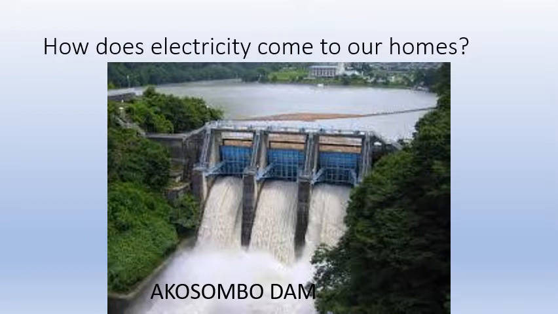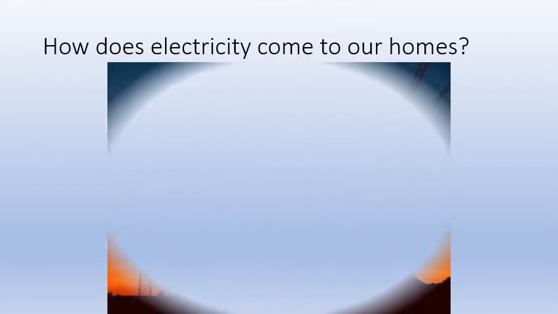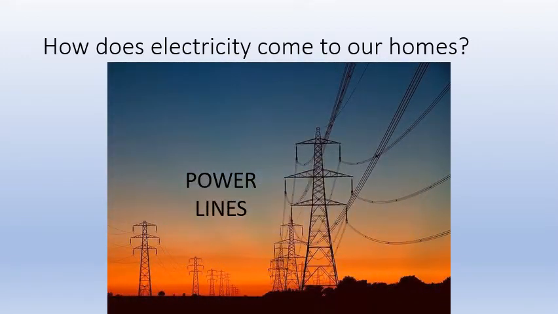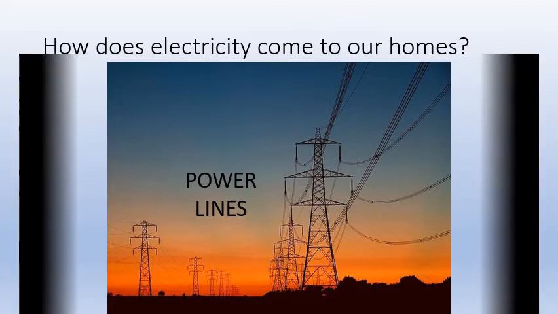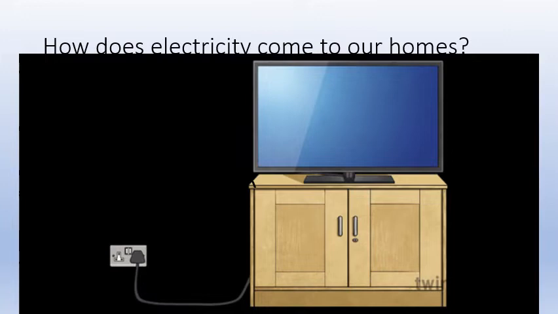Now, because we use water, the power force from the water is able to turn turbines and generate electricity for the country. The electricity then is carried through power lines. These power lines carry electricity from the power stations all the way to our homes. And when they get to our homes, we are able to plug in our TVs and watch television and use other appliances as well.